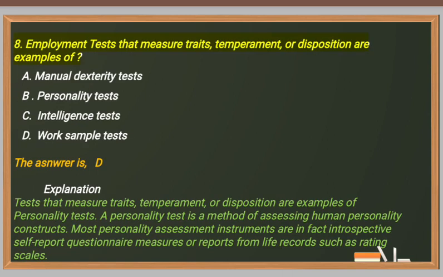8. Employment tests that measure traits, temperament, or disposition are examples of A. Manual dexterity tests. B. Personality tests. C. Intelligence tests. D. Work sample tests. The answer is D. Explanation. Tests that measure traits, temperament, or disposition are examples of personality tests.